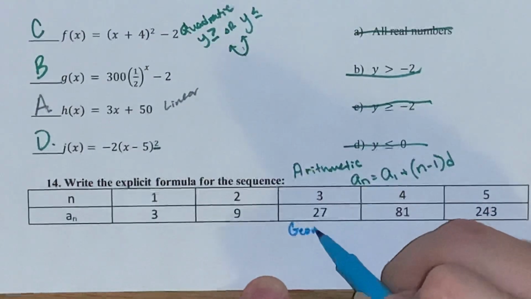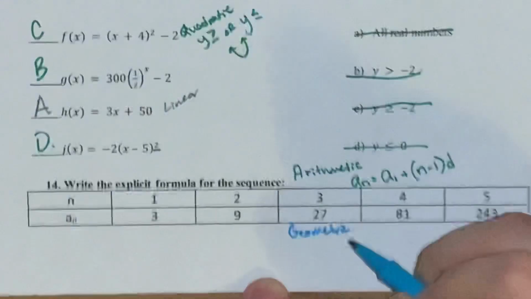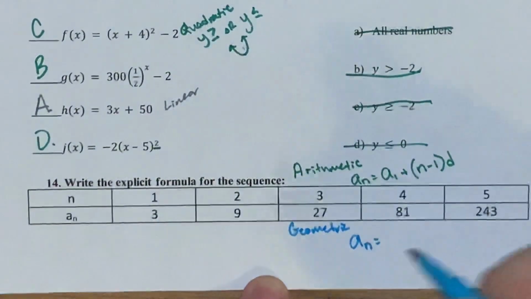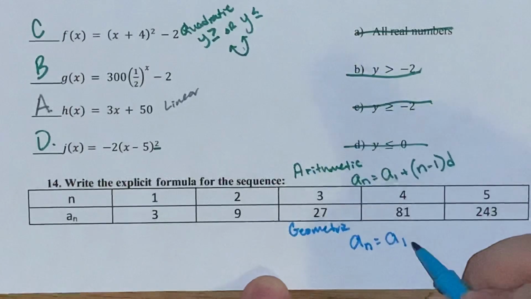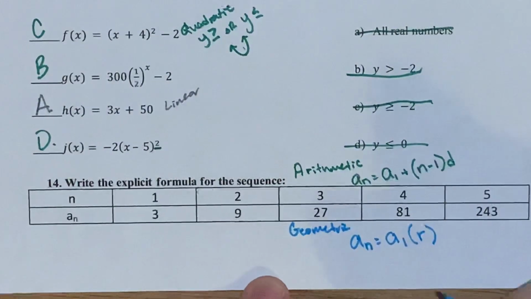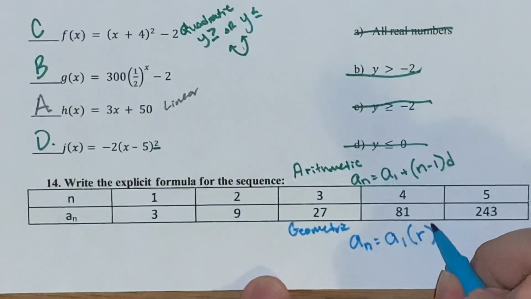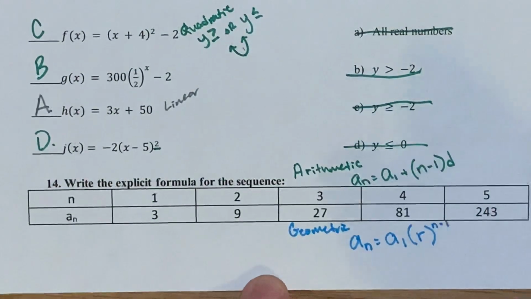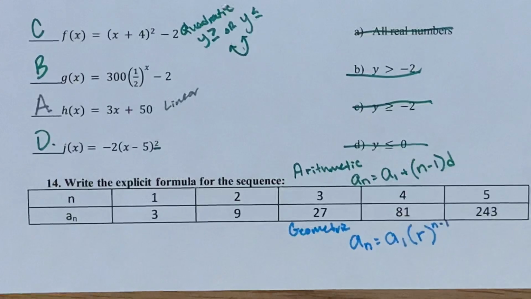So geometric is a sub n equals a1, again the first term, but this time times r, which is a ratio, raised to the n minus 1 power. So it wants me to write an explicit formula, which means I need to find what kind of sequence it is, put it in the standard form, and then simplify where I can. So simplify it as much as I possibly can.